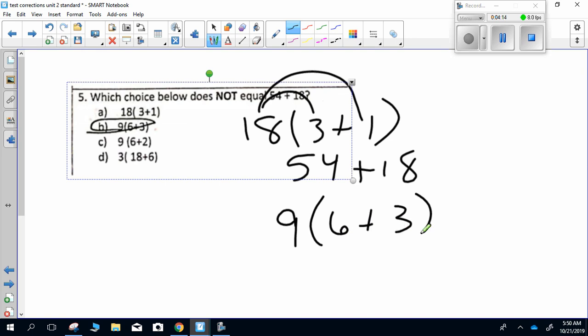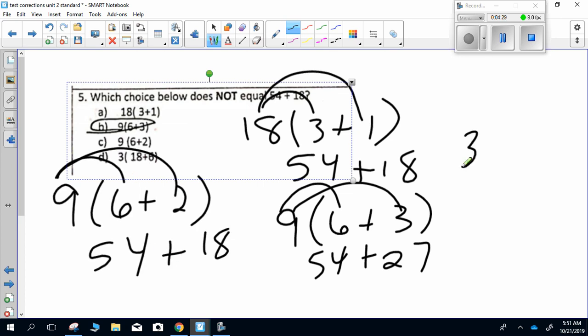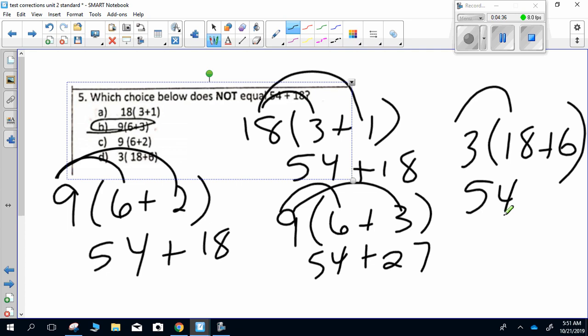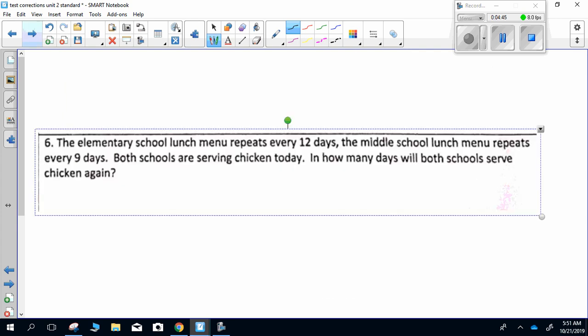On this question, you need to make sure you're showing your math. So that's 54. That's 27. 9 times the sum of 6 and 2. 9 times 6, 9 times 2. 3 times the sum of 18 and 6. 3 times 18. And that. So the answer which does not equal it is this one, 54 plus 27, choice B.